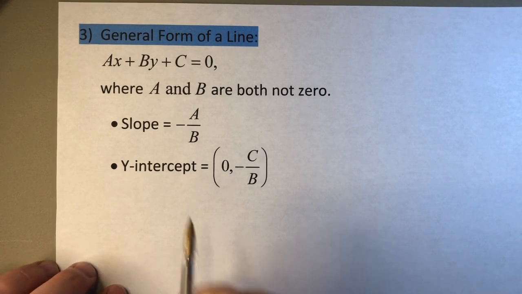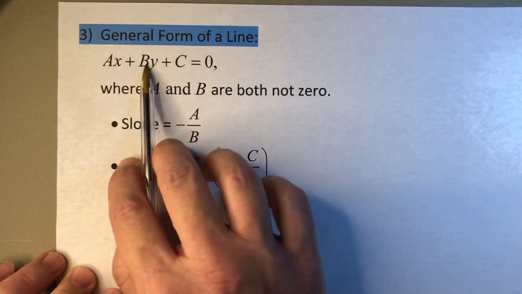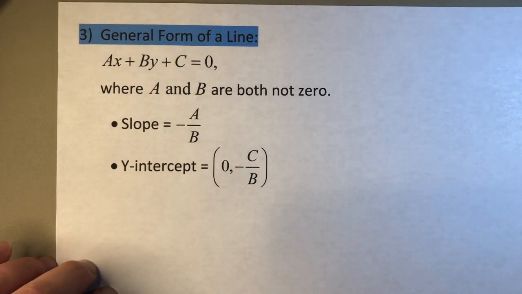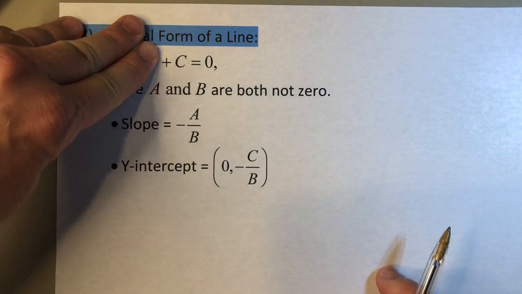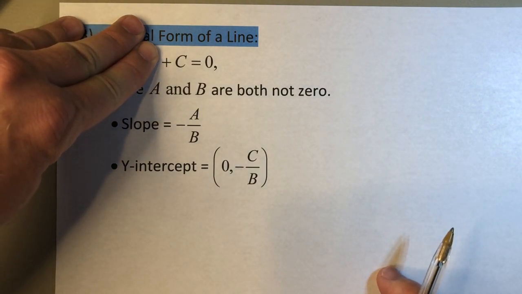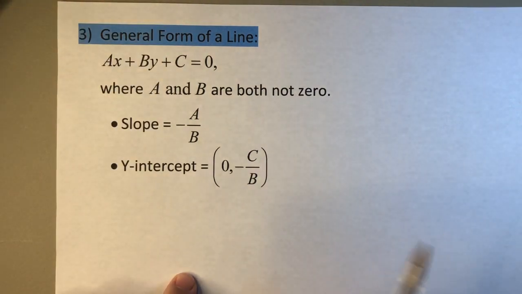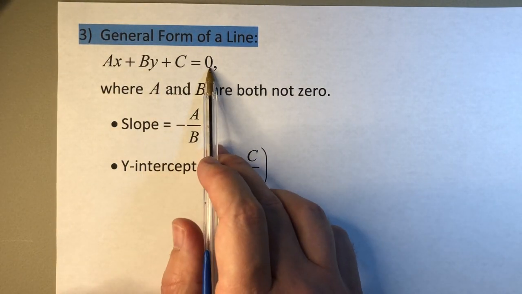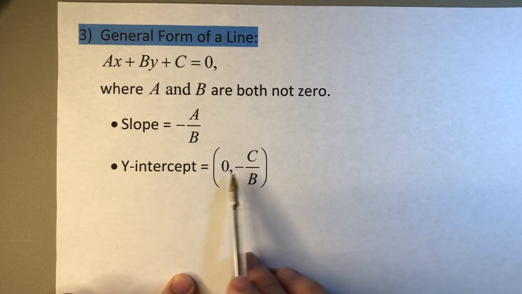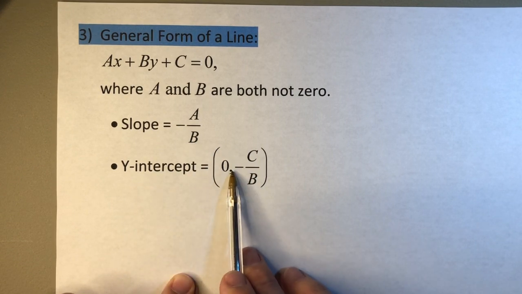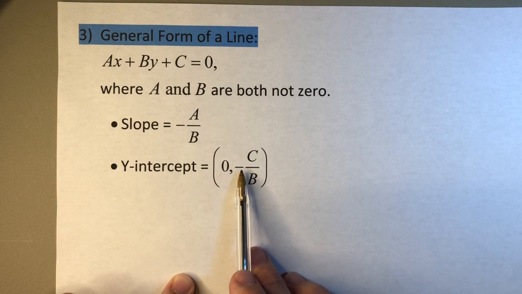All right, now in this case, both the a and the b, these two coefficients cannot be 0. If they were both 0, you would just have this, which would definitely not be an equation of a line. It would just be some statement that may or may not be true or false. So if it is in this form, you could know that the slope is equal to negative a over b, and the y-intercept is equal to this ordered pair, (0, negative c over b).